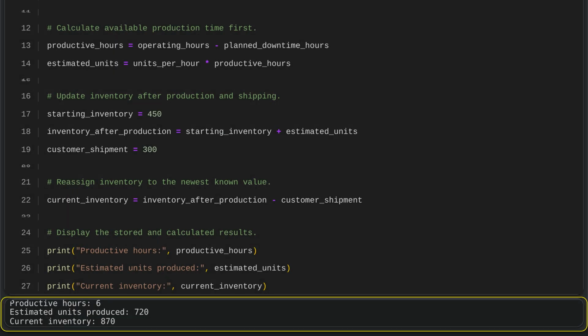This script estimates manufacturing output and inventory after production and shipping. It subtracts planned downtime from operating hours to find productive time, uses that to estimate units produced, then adds production to the starting inventory. After a customer shipment is removed, the code displays the productive hours, estimated production, and current inventory.